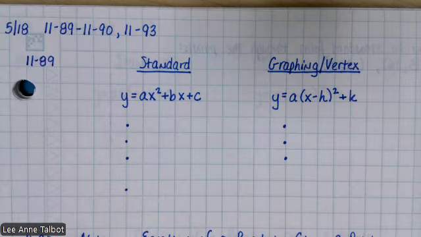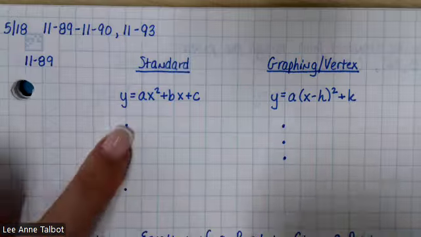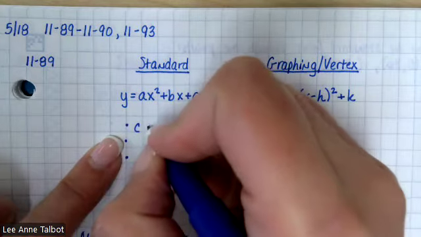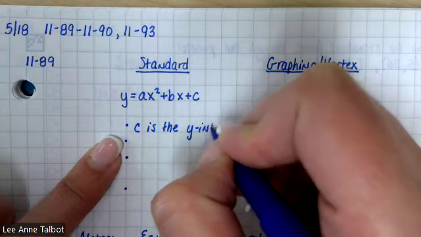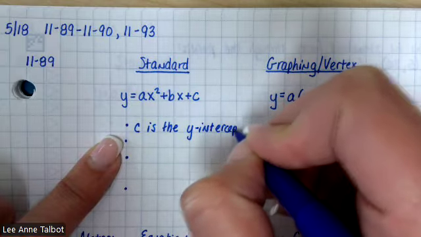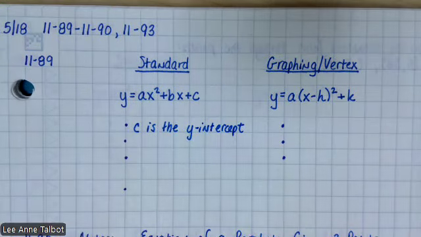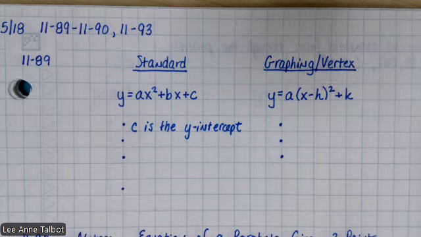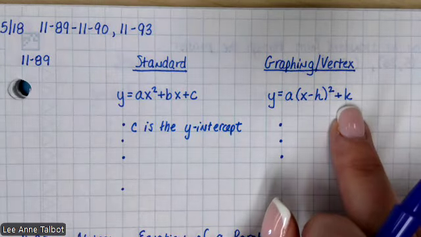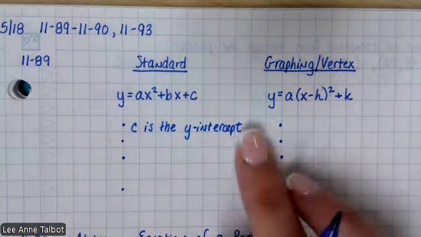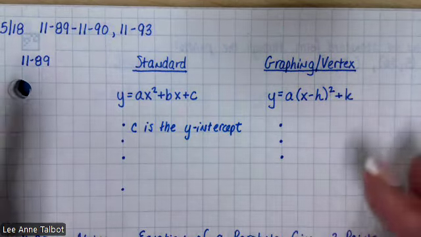okay, on my list. So first thing I want to tell you is that C is the y-intercept on standard form. C is the y-intercept. And in graphing form, interestingly enough, K is not the y-intercept. You actually have to do some stuff to find it.